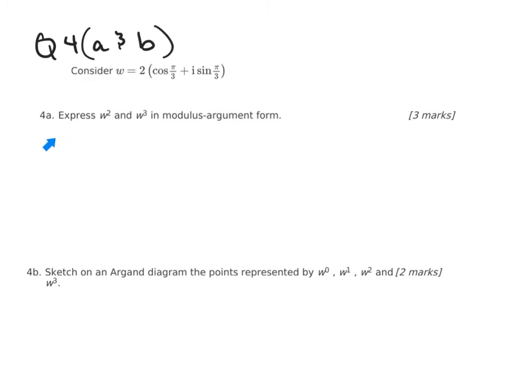Question 4 and B. This is the part that I really wanted people to work on today. Sorry about fourth hour.